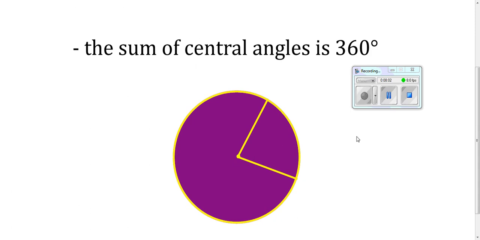And what's important to notice is the sum of central angles is 360 degrees. So all of these angles in here, if I were to draw more, no matter what, at the end of the day, they're going to add up to 360 degrees. Think of yourself turning in a circle. When you make one complete turn, it's one complete circle, it's 360 degrees.